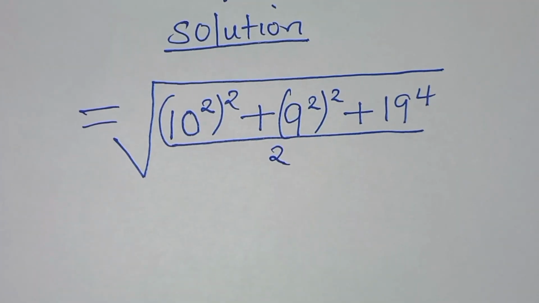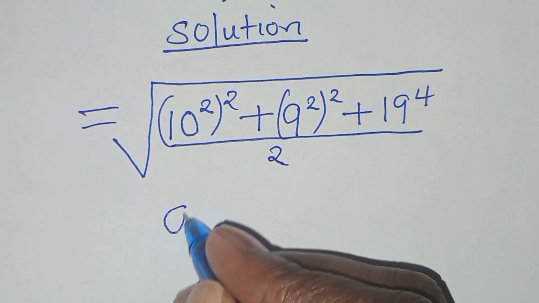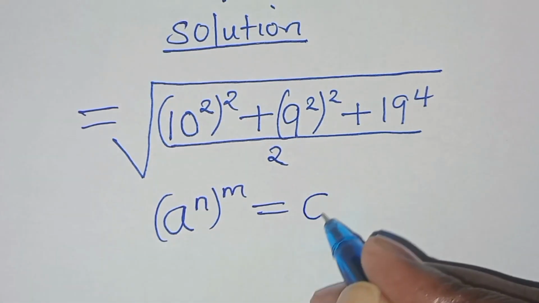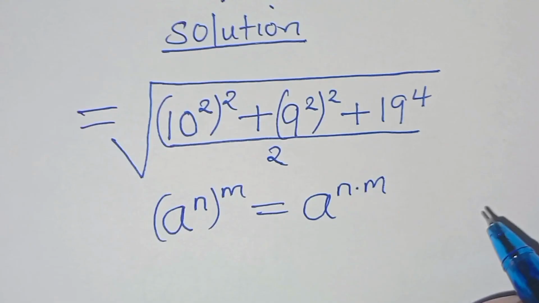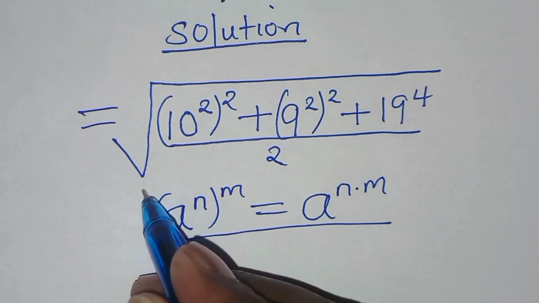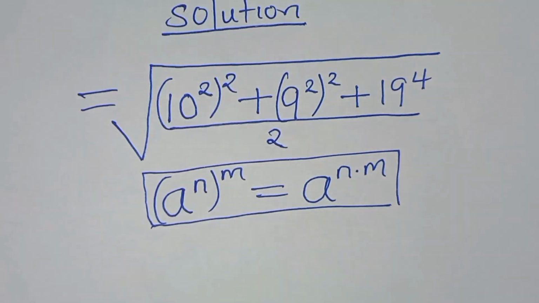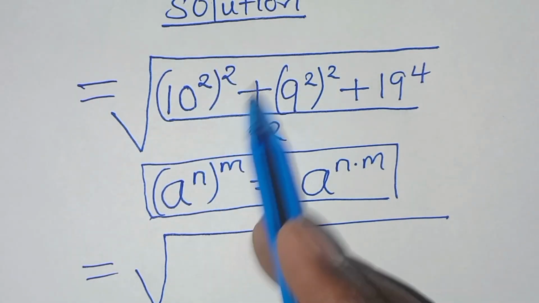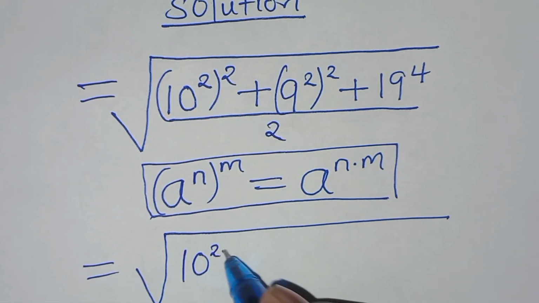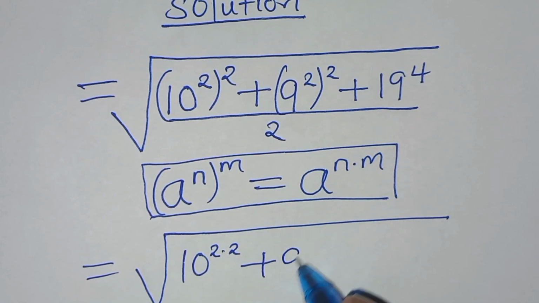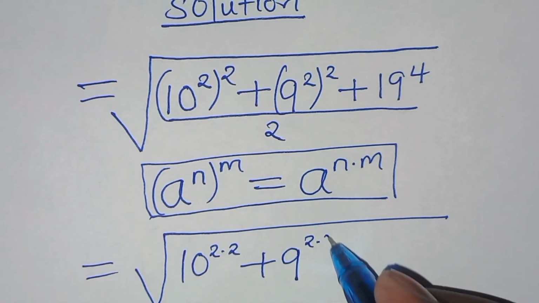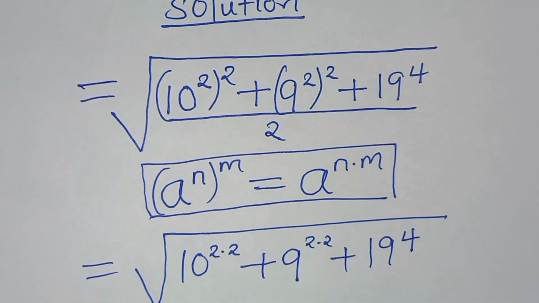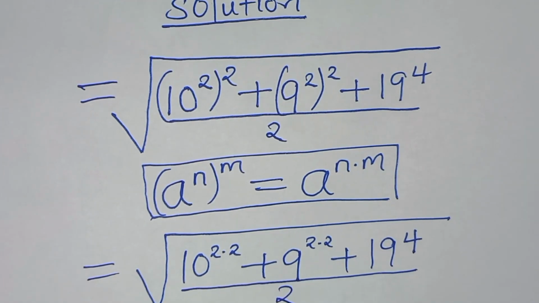The next step is that if you have this identity that a raised to the power n raised to the power m can also be expressed as a to the power n times m. Applying this exponent property, we can express this as the square root of 10 raised to the power 2 times 2, plus 9 raised to the power 2 times 2, then plus 19 raised to the power 4, all this divided by 2.